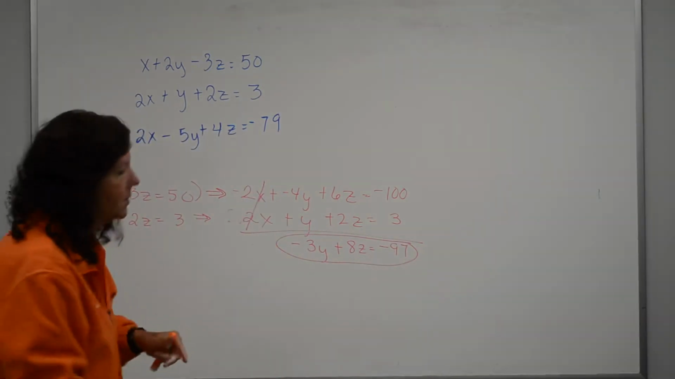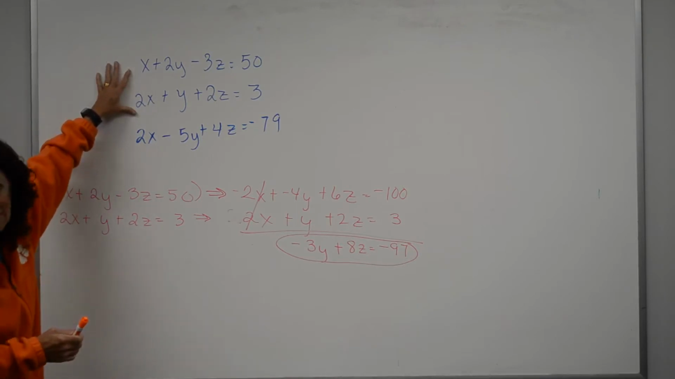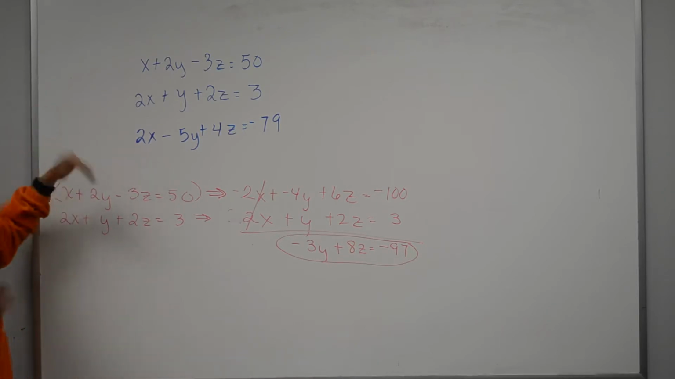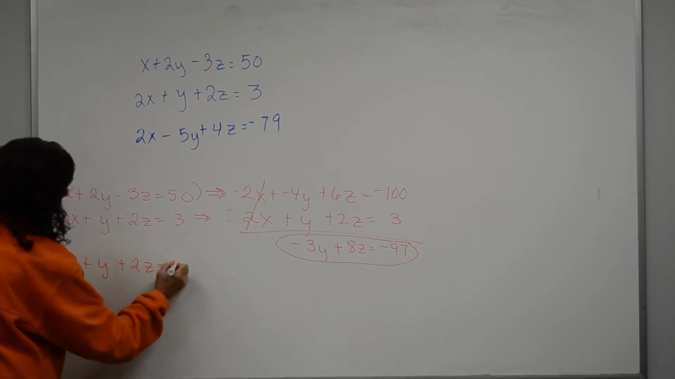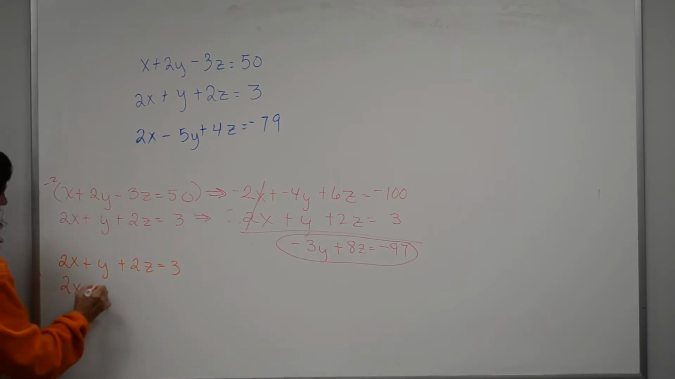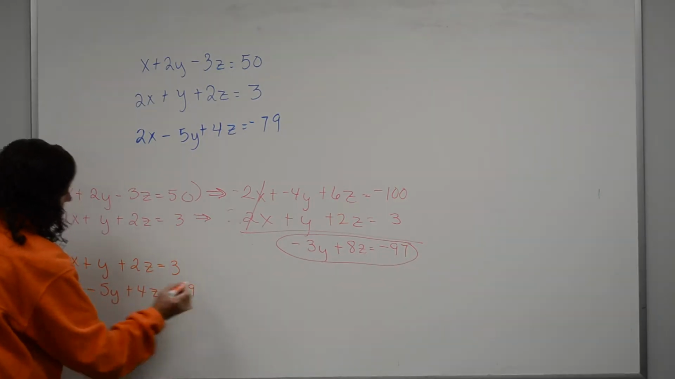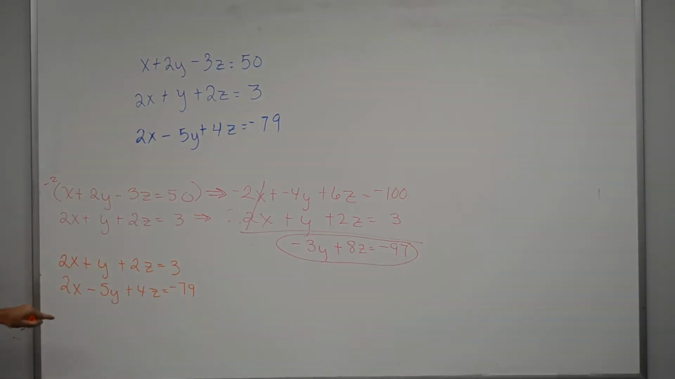Now I choose two other equations. Doesn't matter which two I choose as long as I don't choose the first and second again. I can choose the second and third. I can choose the first and third. Doesn't matter. I'm going to choose the second and third. So I've got 2x plus y plus 2z equals 3. 2x minus 5y plus 4z equals -79. Now remember I eliminated out the x's there, so I have to eliminate out the x's here. So what would I need to do?